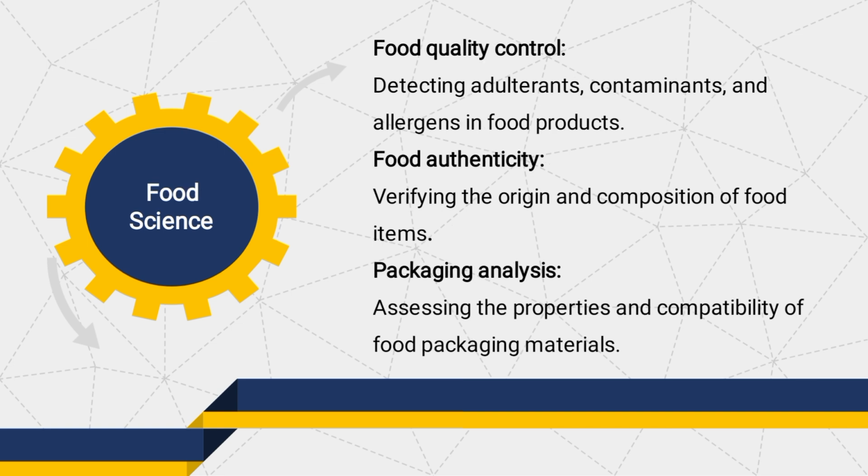In food sciences, it helps to identify the food quality and to control the food quality by detecting adulterants, contaminants, and allergens in food products. Number 2 is food authenticity. Verify the origin and composition of the food items, authenticating its production. Packaging analysis can also be done by using FTIR. It assesses the properties and compatibility of the food packaging materials.